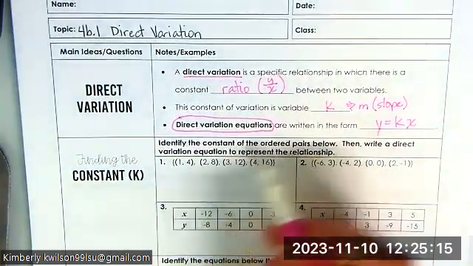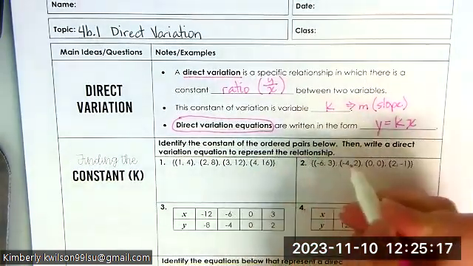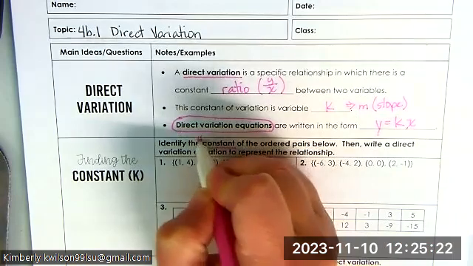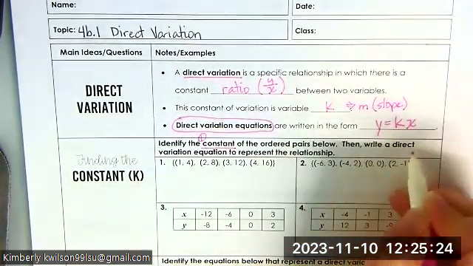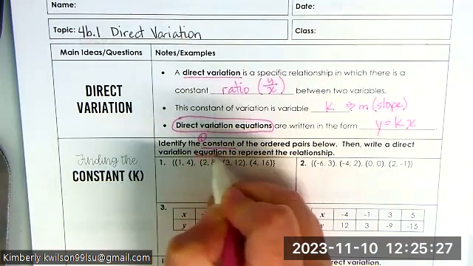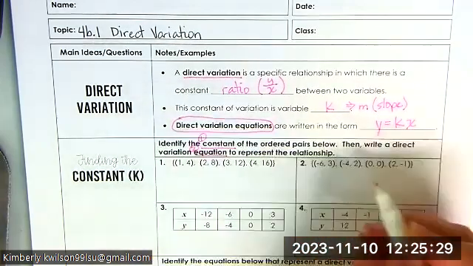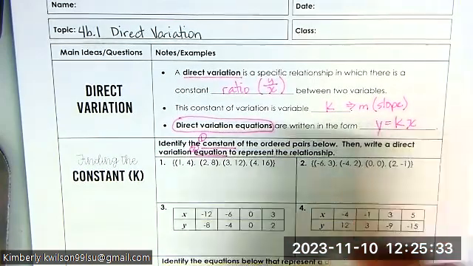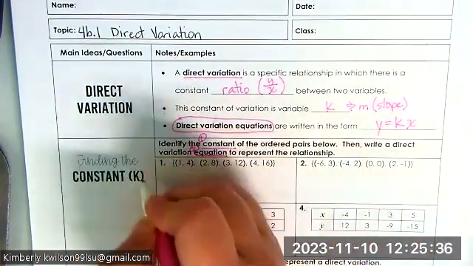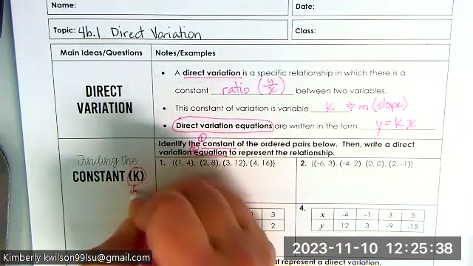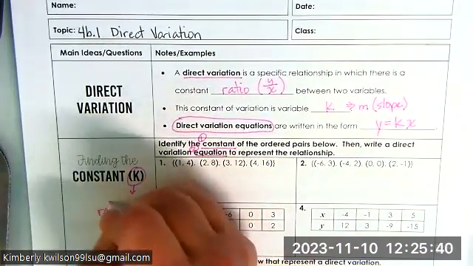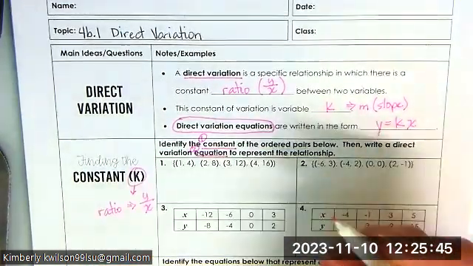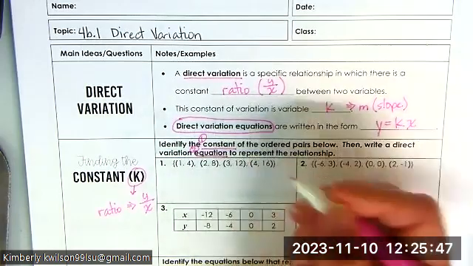Okay, so now identify the constant of the ordered pairs below. So the first thing we're doing is looking for the constant. Then write a direct variation equation, that is step 2, to represent the relationship. Remember that when we're looking for the constant, which is k, that is the ratio y over x. So I take each one of these, and we want to make sure that it's the same.